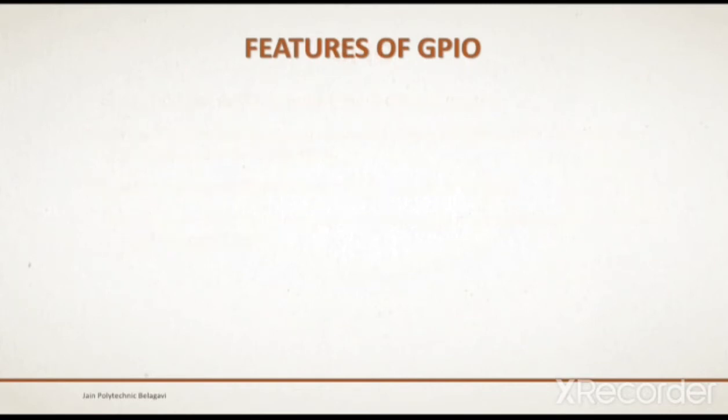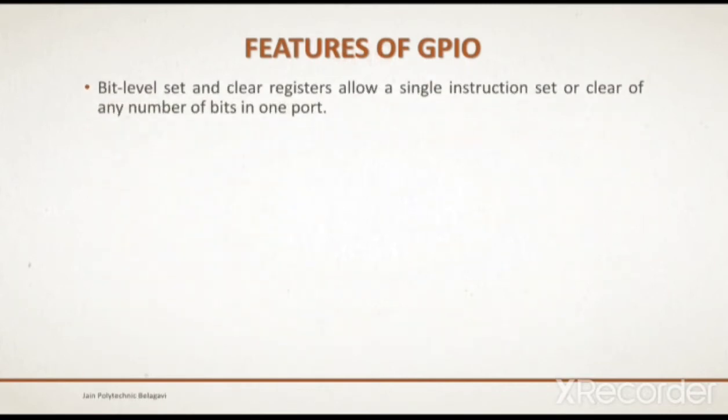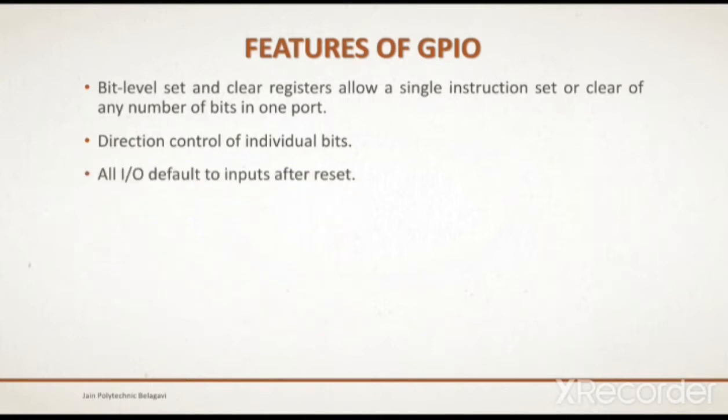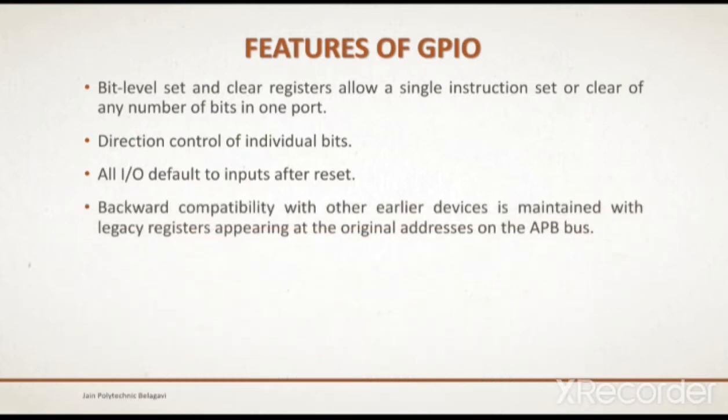Features of GPIO. Bit level set and clear registers allow a single instruction set or clear of any number of bits in one port. Direction control of individual bits. All input-output default to pin inputs after reset. Backward compatibility with other earlier devices is maintained with legacy registers appearing at the original addresses on the APB bus.